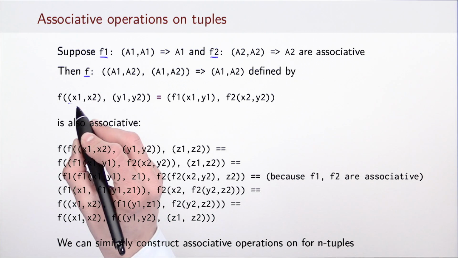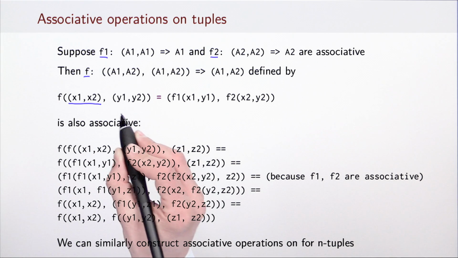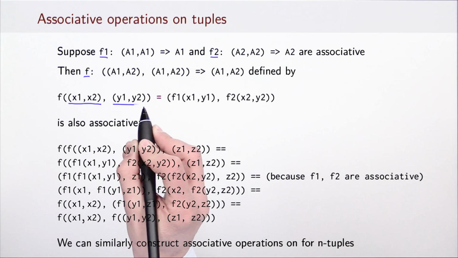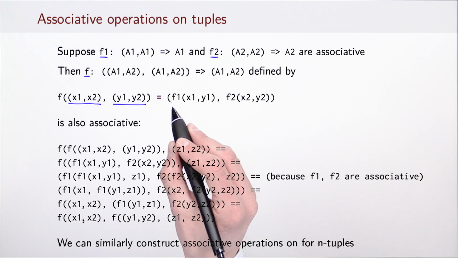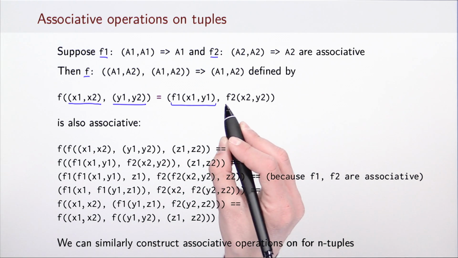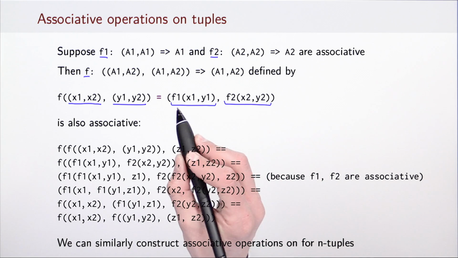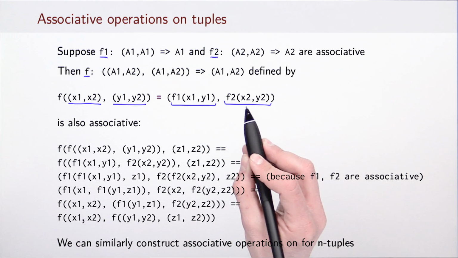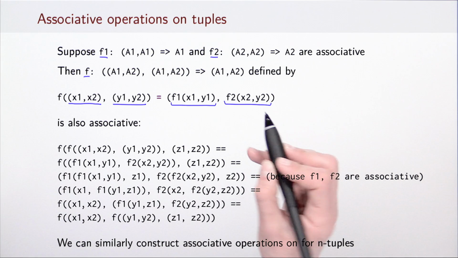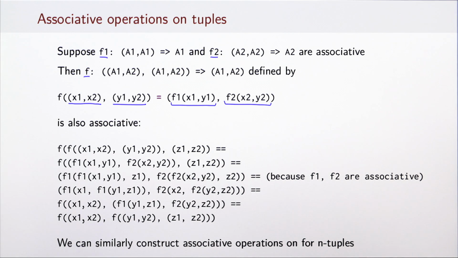Given an argument x1, x2, and argument y1, y2, we will construct a pair consisting of two values, where the first value is computed by applying function f1 to x1 and y1, and the second one by applying f2 to values x2 and y2. Now we claim that f is also associative. Here's the rather straightforward but somewhat long derivation here.